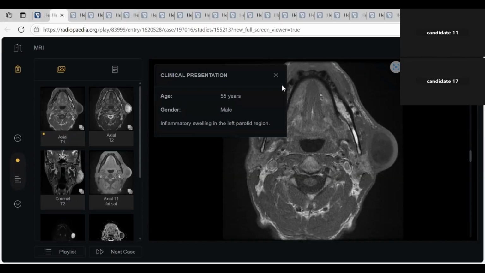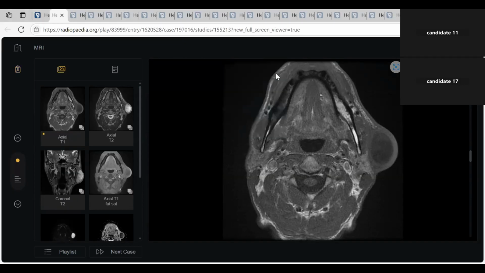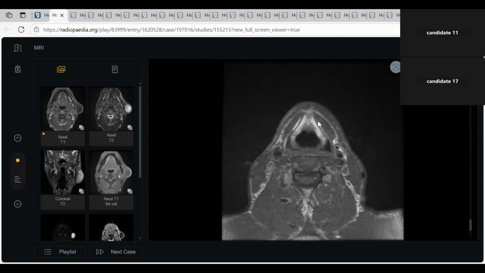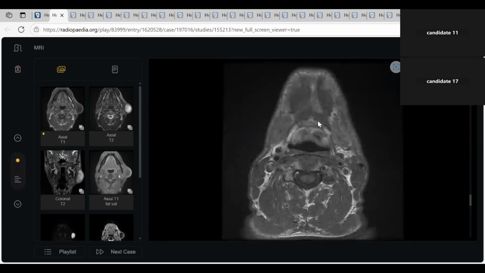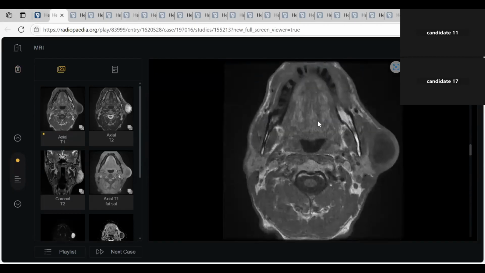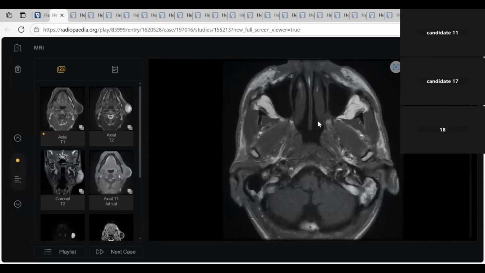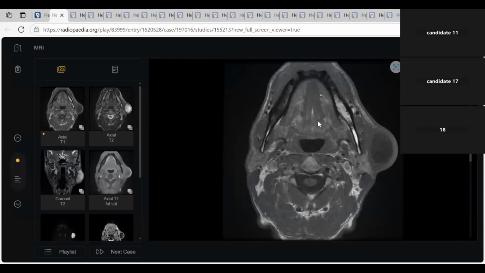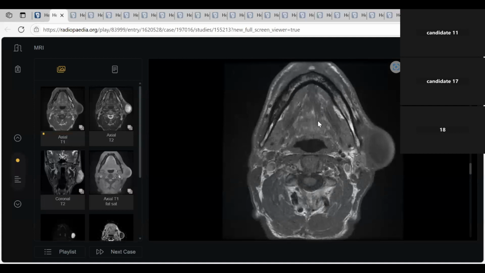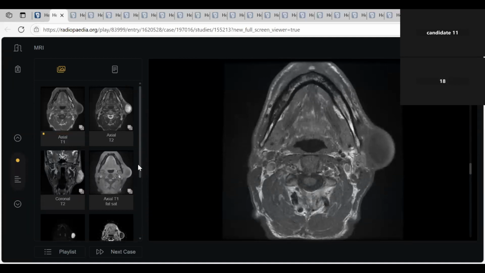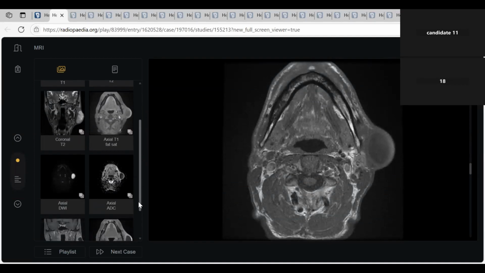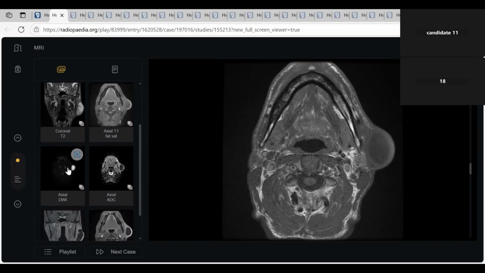Okay. 55-year-old, inflammatory swelling in the left parotid. I'm presented with axial cuts of MRI of the neck of a 55-year-old patient presented with inflammatory swelling in the left parotid area. This is the T1 FAT-SAT sequence showing a well-defined hypointense lesion in the superficial lobe of the left parotid gland.